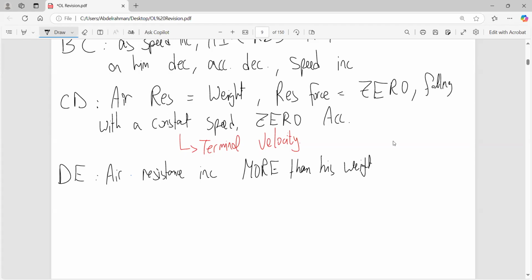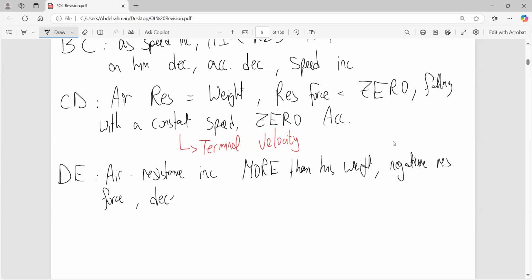Now, when the air resistance is greater than the weight, what happens? The resultant force will be negative. Now he has a negative resultant force. What does it mean that he has a negative resultant force? It means that he will start to decelerate. He has a negative resultant force, meaning that he will start to decelerate.